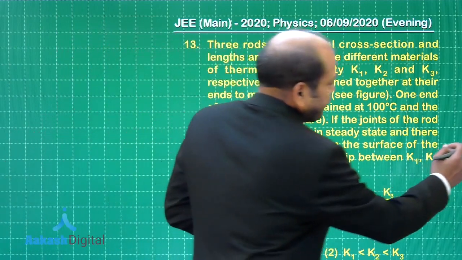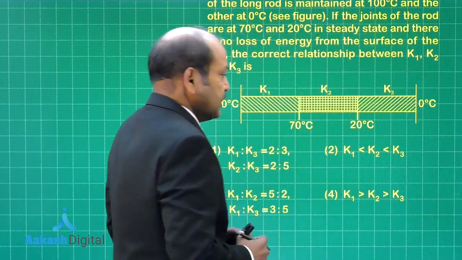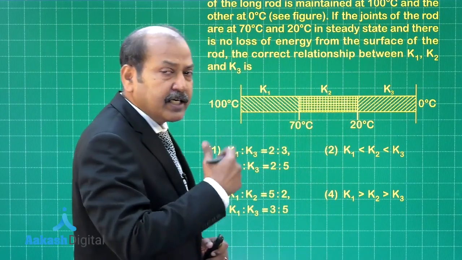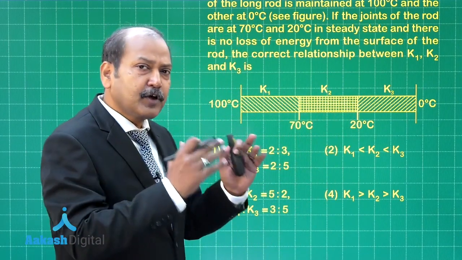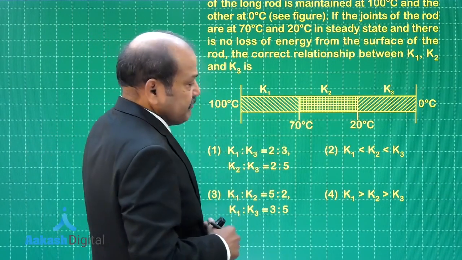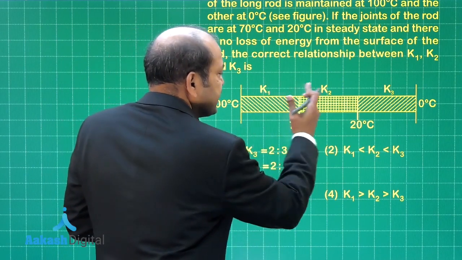Clearly the question is from heat transfer by conduction and heat current is the same. The lengths of the three parts are the same, their conductivities are different, and the area of cross section is also the same. So, to find the relation between K1, K2 and K3, we can equate the heat current in the three segments separately.